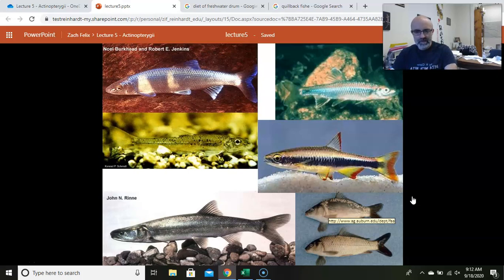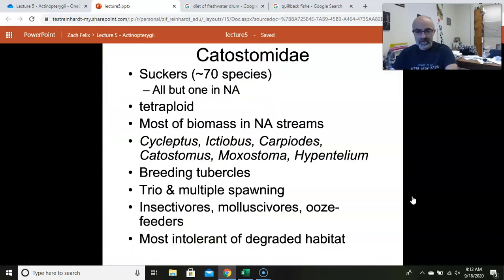Okay, more species. Fallfish, squawfish. I mean, all the carp are in this group. Catostomidae, these are the suckers. We're going to see a subterminal mouth. In a lot of streams, if you could take all the fish in the stream and put it in a bag and weigh them, the highest amount of biomass would come from fish in this family. They tend to be pretty big.